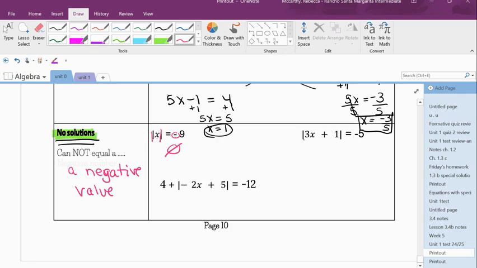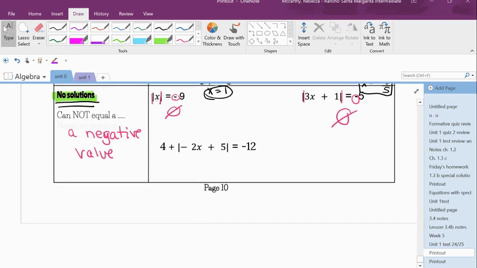Again, I have this symbol. It's isolated, and this side is negative, so there's no solution. Okay. So let's look at this one. Here is my absolute value. So before I decide that this is negative, I first have to isolate it just to confirm. So I'm going to subtract 4 from both sides, and I get the absolute value of negative 2x plus 5 equals a negative 16. Since this is negative, and my absolute value is here, there is no solution. So that's what that looks like.